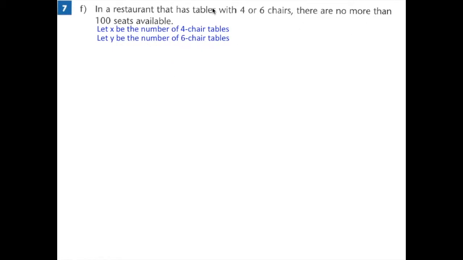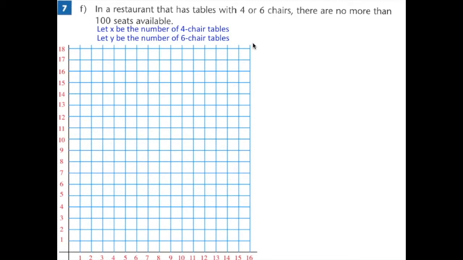We know that there are no more than 100 seats available. 4 times X: if you have one 4-chair table, you have 4 chairs. If you have 2 4-chair tables, you have 8 chairs. So I'm multiplying the number of tables by 4. It's going to be 4x plus 6y. That's going to give us the total number of chairs.